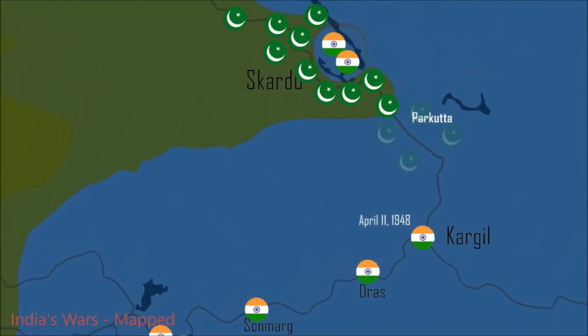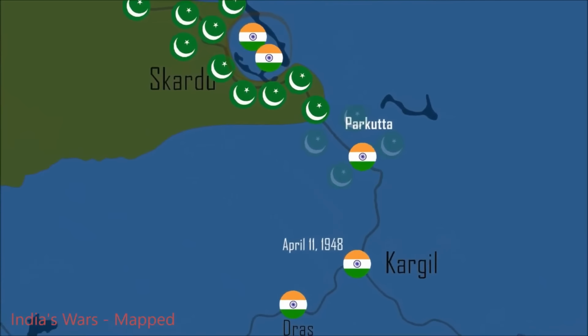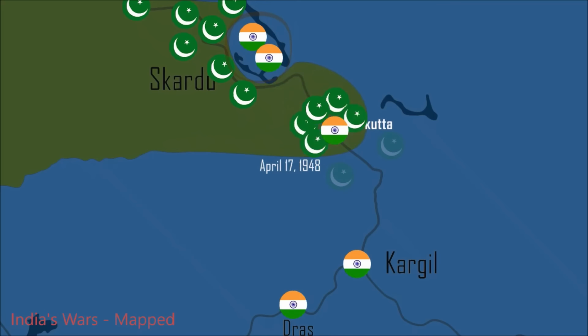April 11, 1948, the first column under Major Couts was ordered to move to Skardu. The way from Kargil to Skardu was filled with enemy strongholds and ambushes. April 17th, Major Couts' column was ambushed on the way by a well-entrenched force. Major Couts' troops fought the enemy through these attacks for 4 days, but the enemy had outnumbered their column.